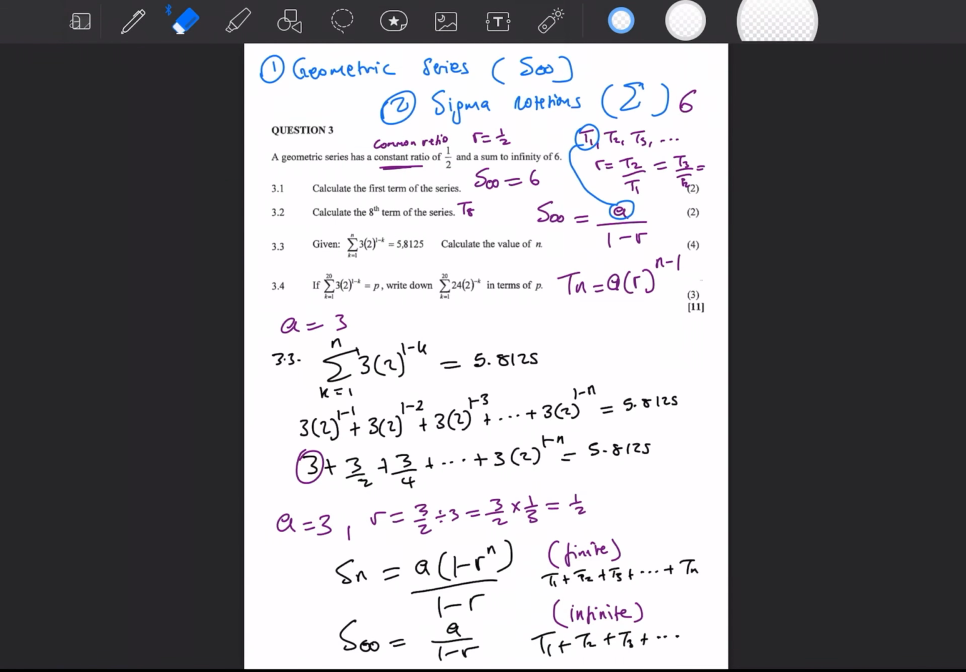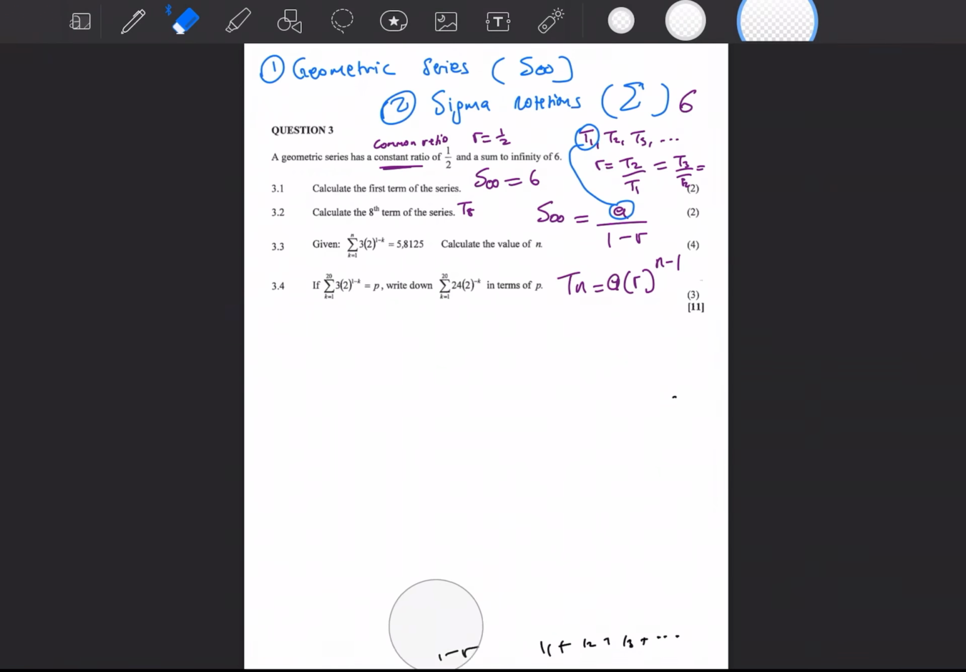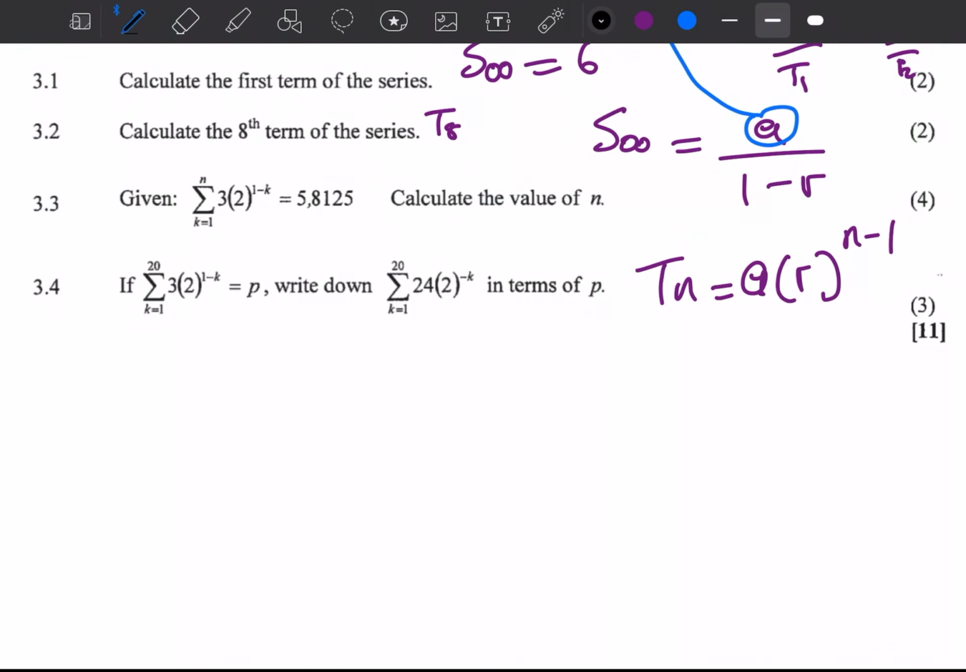Okay, cool. Let me do the last question. Okay, I promise you this is the last question. If the sum of 3 to power 1 minus k is equal to p, from k is equal to 1 to 20, write down this sum in terms of p. This is just a test of understanding. I don't know why they put this question, but it's an interesting question. I like this type of question. They just throw off students a little bit. It just tests your general knowledge of mathematics, right?